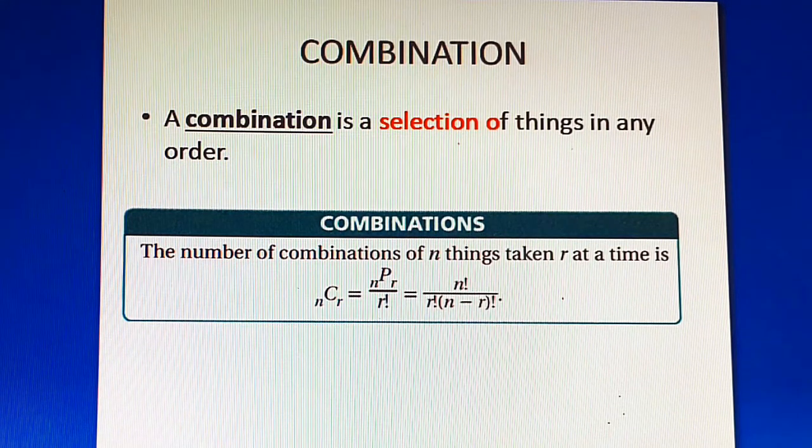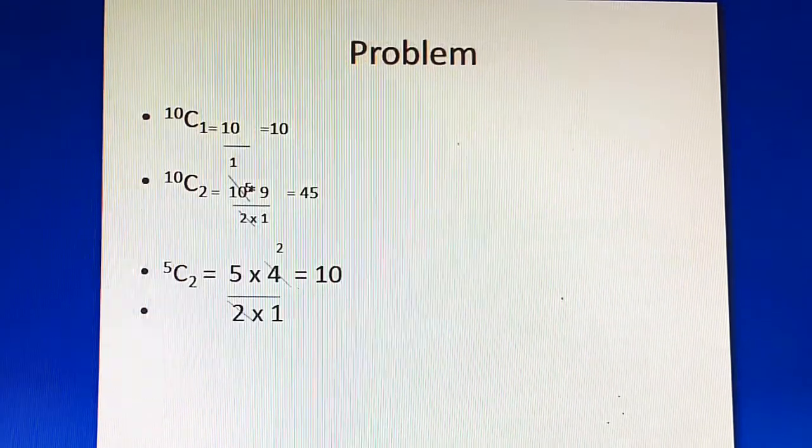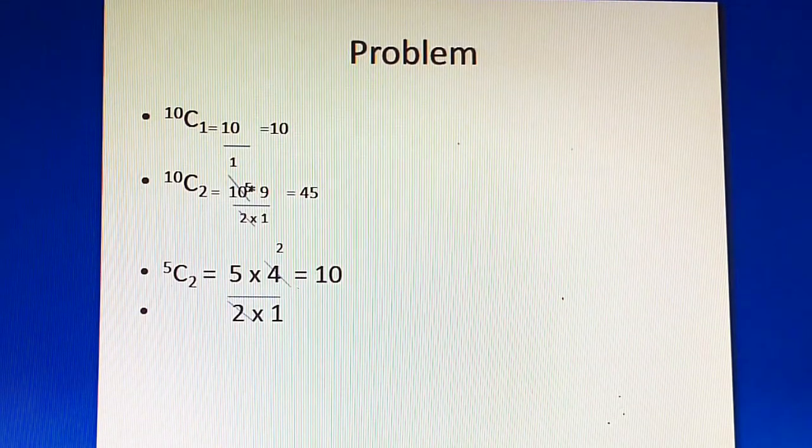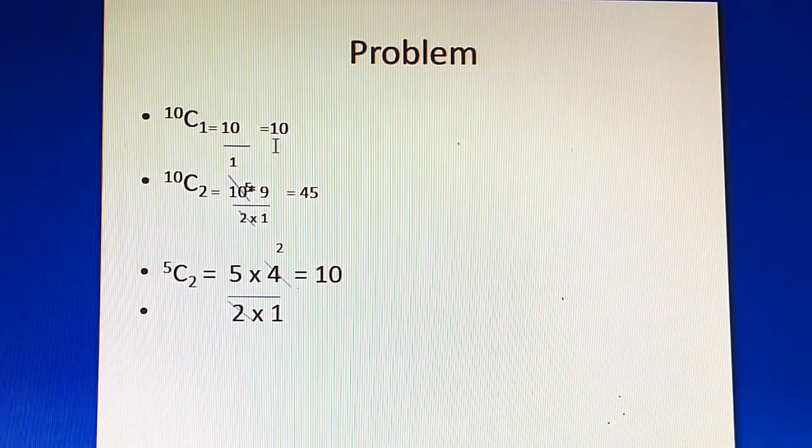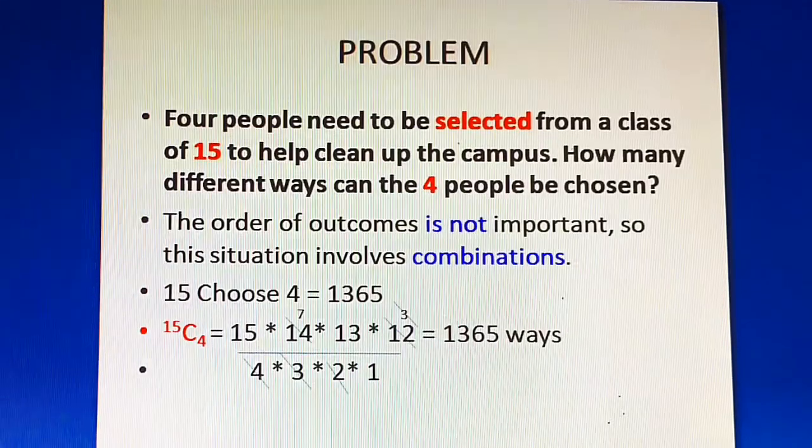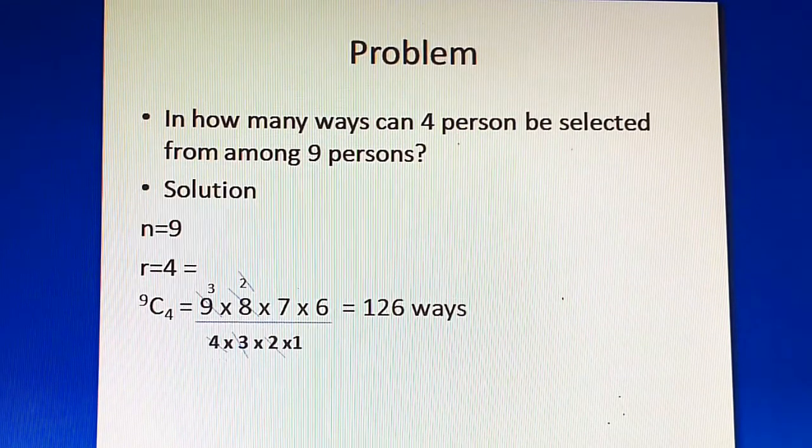A combination could be a selection of things or choosing of things. The formula to calculate combination is NCR equals n factorial divided by r factorial times n minus r the whole factorial, or NPR divided by r factorial. So what is NCR? Number of things taken r at a time. Then we discussed the problems. 10C1 is nothing but 10. You can just use your calculator. Then we discussed two of the problems.